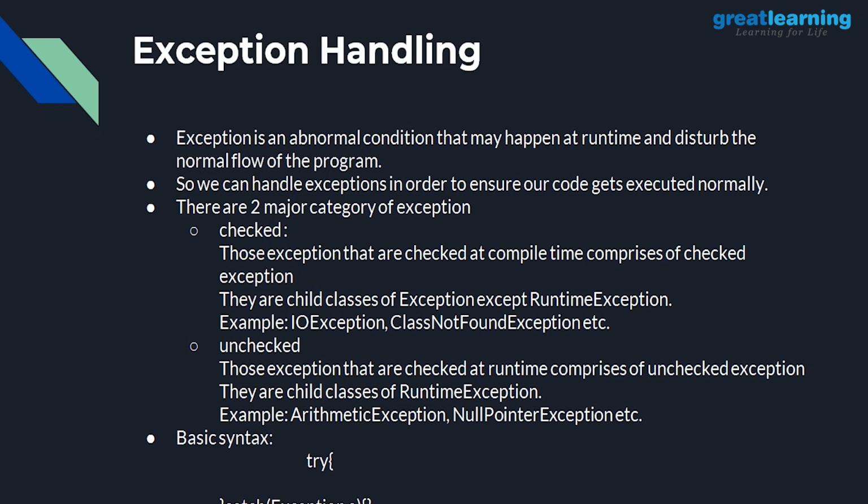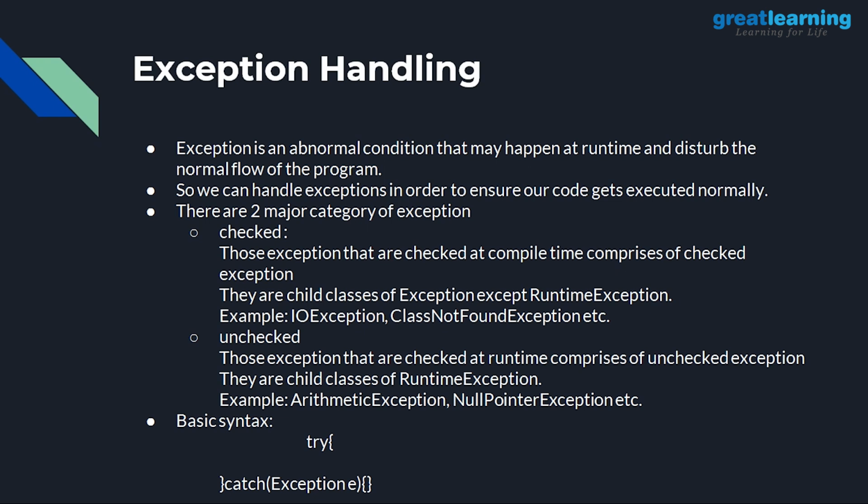There are two major categories of exception: checked and unchecked. The checked exceptions are checked at compile time, and the unchecked exceptions are checked at runtime. Checked are checked at compile time, unchecked are checked at runtime. Simple. For example, IOException and ClassNotFoundException are all examples of checked exceptions. Now, what are the examples of unchecked exceptions?